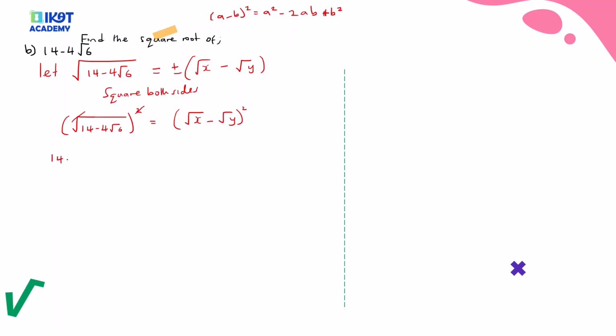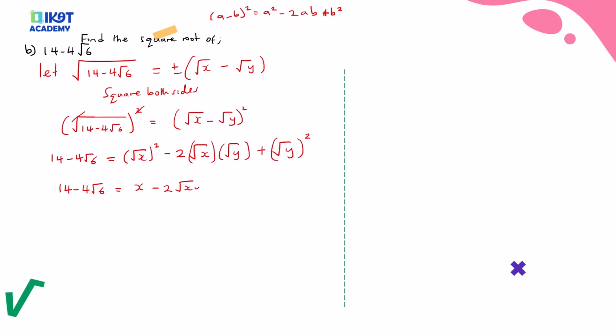So I have 14 minus 4 root 6 is equal to, so I just compare. Then here I have x into this plus root of y squared. So what do I have? 14 minus 4 root 6 is equal to x minus 2 root xy plus y. So I can try and collect like terms. So this is x plus y minus 2 root xy.